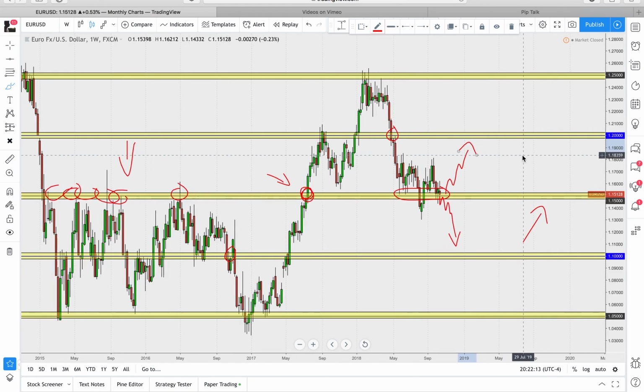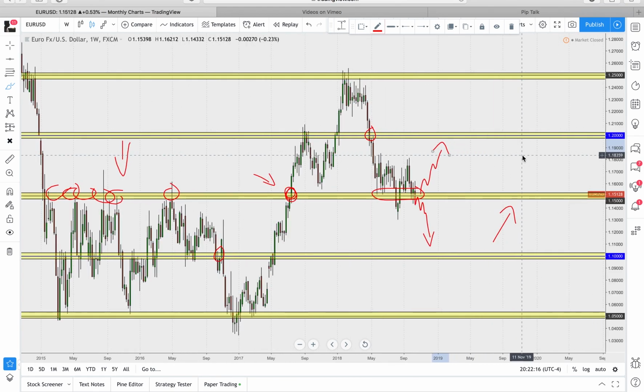This is the whole number theory, and it's another way to really draw and take into consideration with support and resistance, guys. So we're going to wrap this video up.